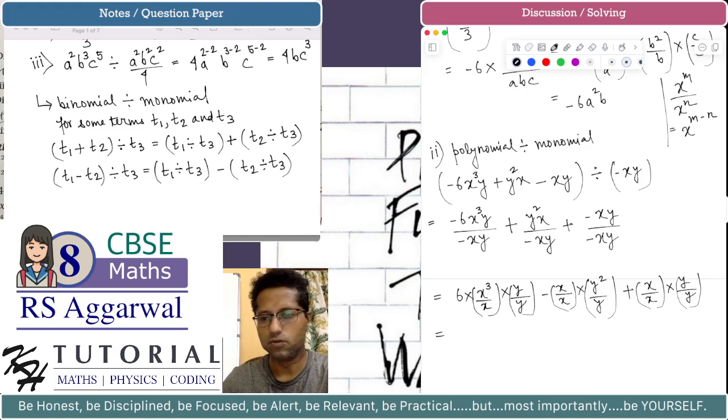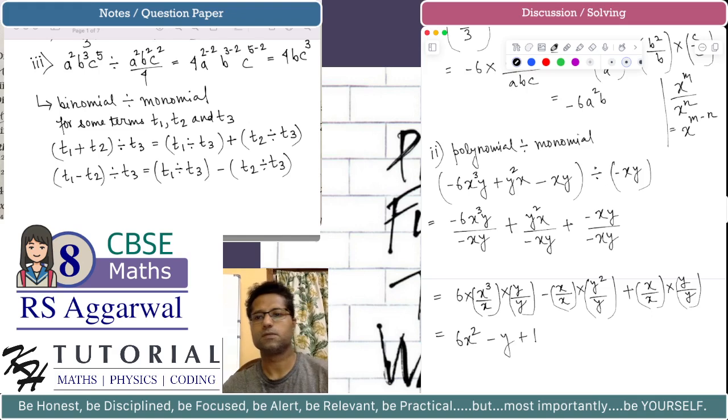So now we have to use the laws of exponents and simplify. So this becomes 6x square minus y and plus 1. So this is the result. So this is how we divide a polynomial by a monomial.